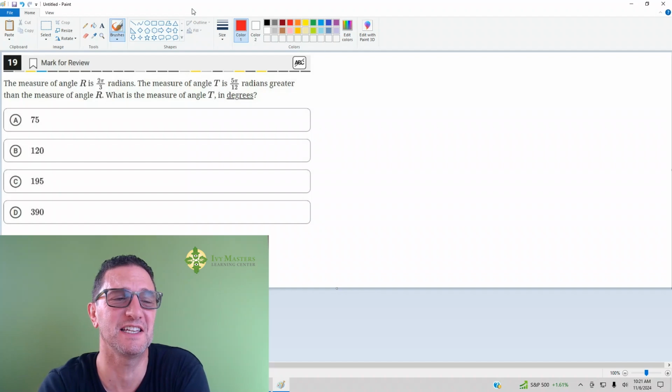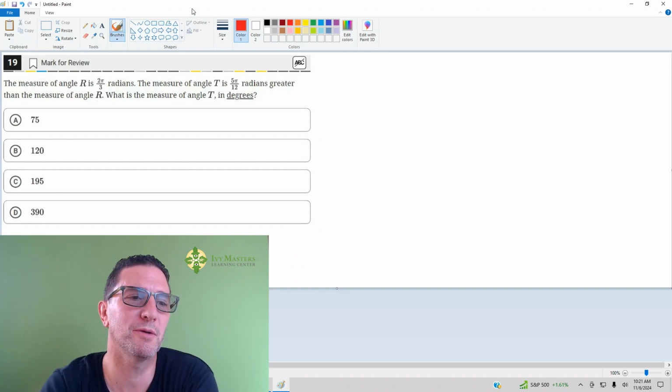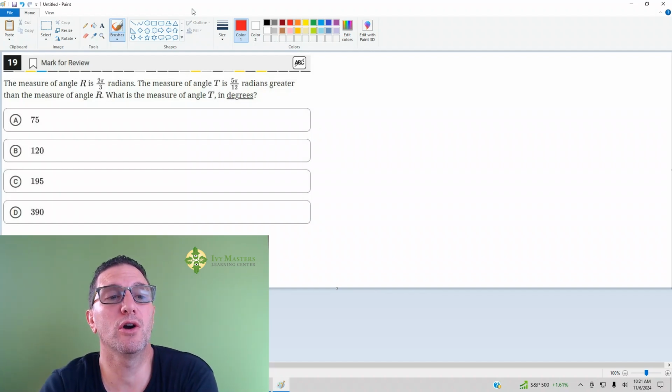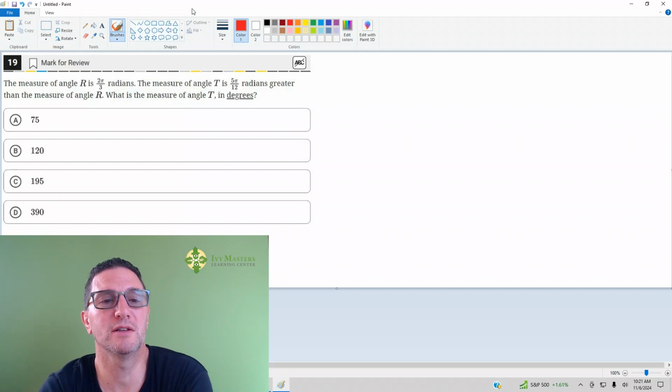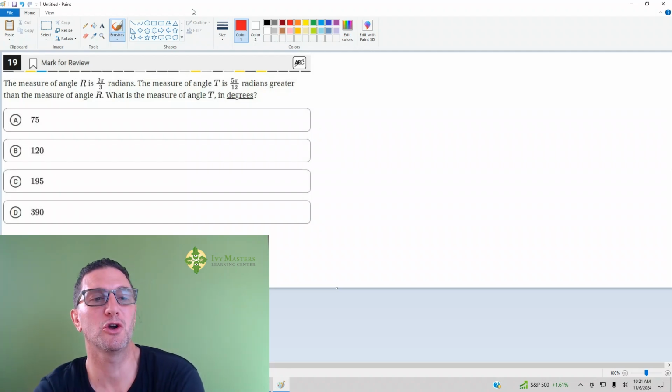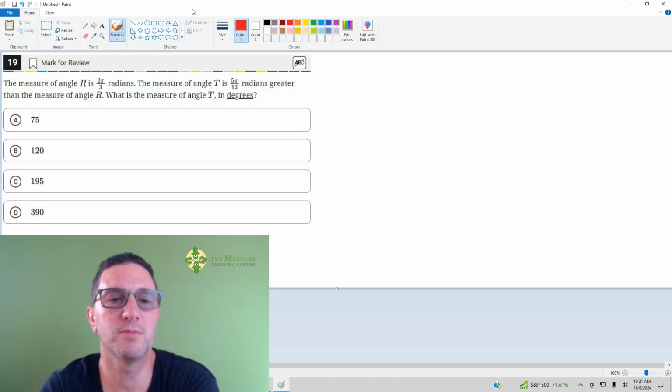This is the 19th question from the Digital SAT Test 3, Module 1. Number 19 reads, the measure of angle R is 2 pi over 3 radians. The measure of angle T is 5 pi over 12 radians greater than the measure of angle R. What is the measure of angle T in degrees?